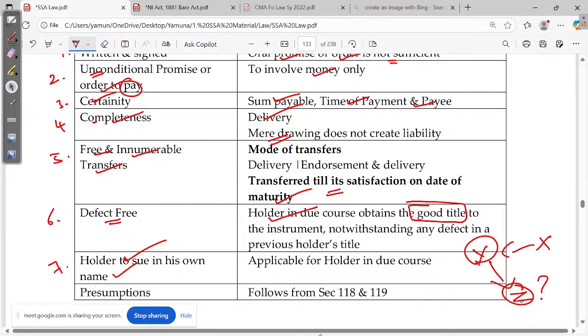Who is the holder in this case? Even though he's called as holder in due course, who is the holder in this case? Z becomes a holder. A holder has rights, that's the meaning, because it's legally passed. Negotiable.